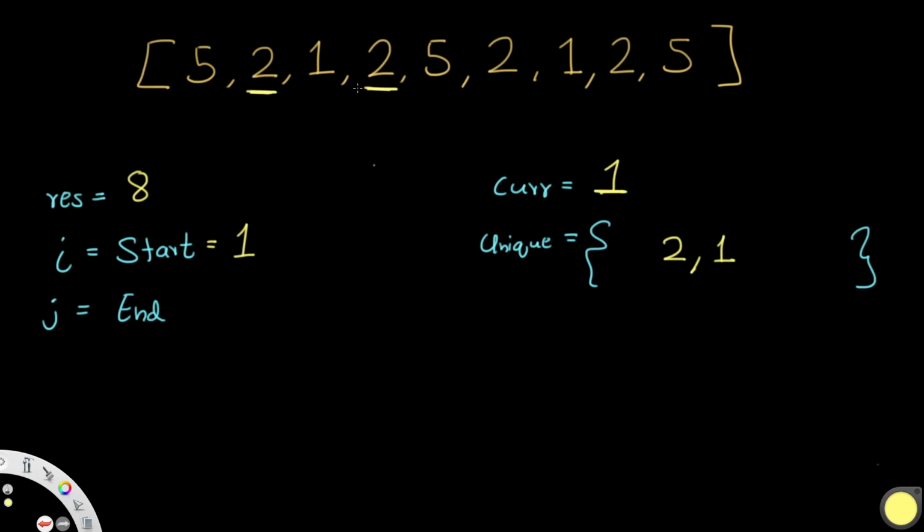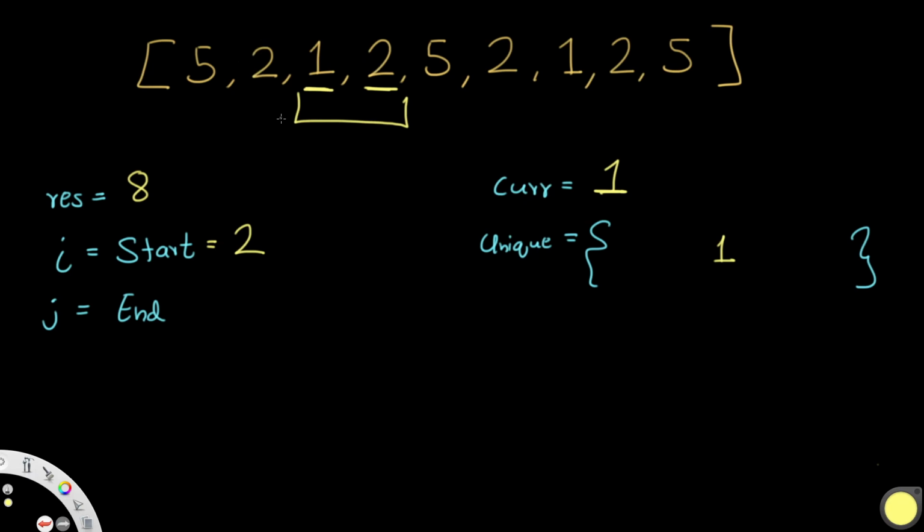The other thing is this 2 is not part of unique anymore, so we get rid of it over here. And now we iterate I. So I is going to be I plus 1, which is 2, and we go on to the second index. I is now at the second index, and our window currently consists of the values 1 and 2. As you can see, we do not have the second 2 anymore.